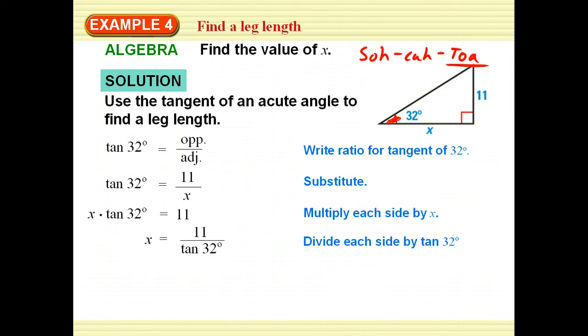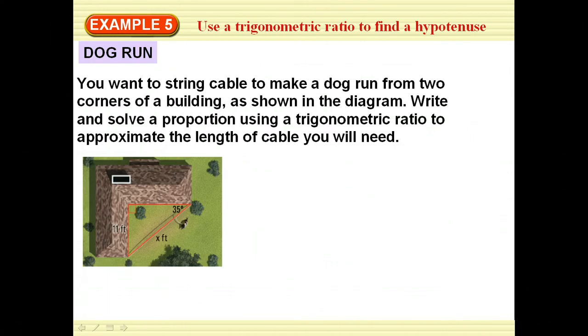Now make sure that your mode is set for degrees because we're dealing with 32 degrees. If you look at the mode on the calculator, you'll see that you can set it as radians or degrees. We need to have it as degrees. Then when we punch it into the calculator, we get 17.6, or approximately 17.6. Let's look at another one.